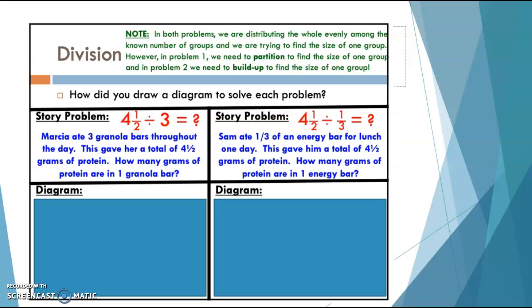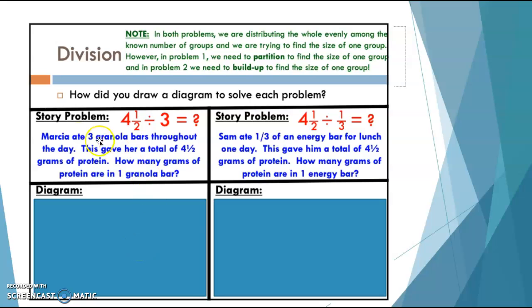So in both problems, we are distributing the whole evenly among the known number of groups, and we're trying to find the size of one group. However, in problem 1, we need to partition to find the size of one group. And in problem 2, we need to build up to find the size of one group. Why? Think about that. We're building it up because it's less than 1, less than a whole number.